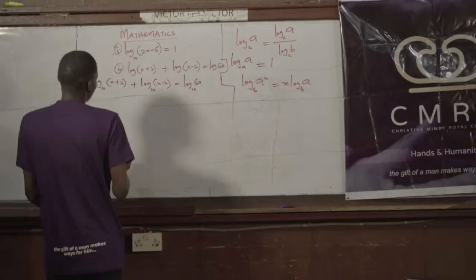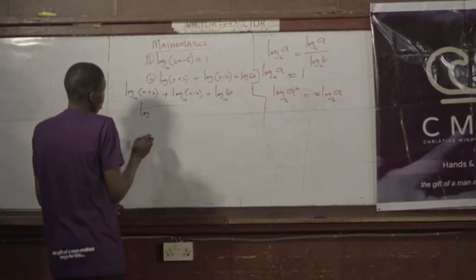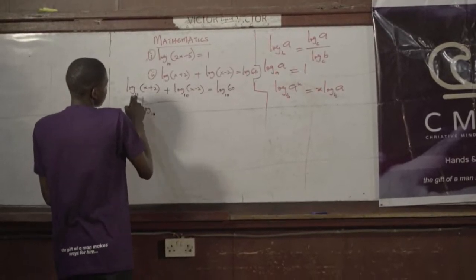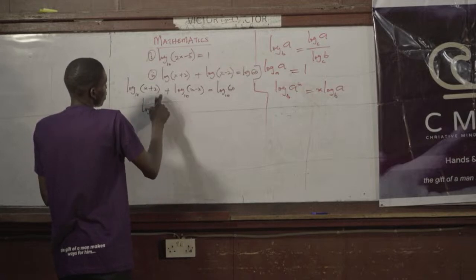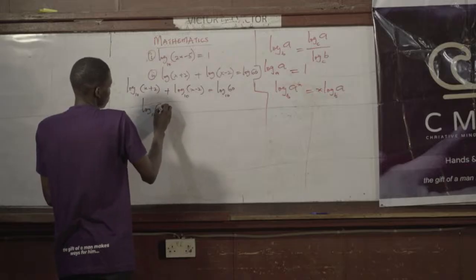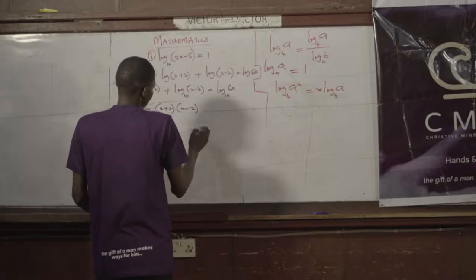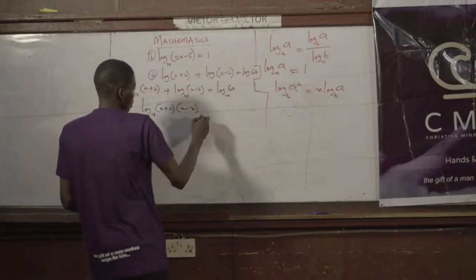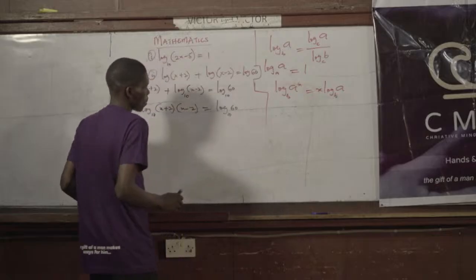So how can we do that is this. We can simply say that this is log of base 10. Then so far there is addition between them, I told us in the other time that what will be between here will now be multiplication. That is (x plus 2) into bracket (x minus 2), which is equal to log of base 10 60.